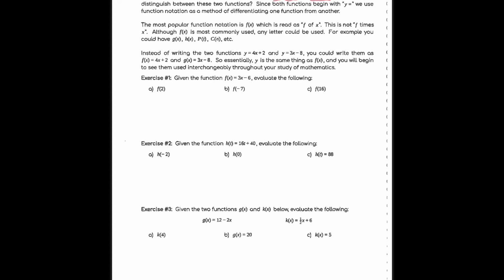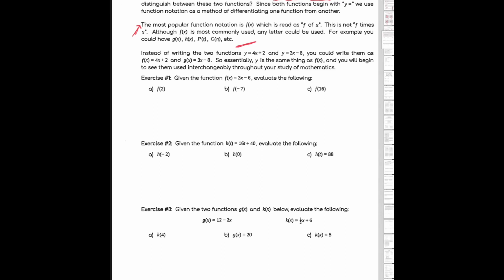So how can you distinguish between these two functions? Since both functions begin with y equals, we use function notation as a method of differentiating one function from another. The most popular function notation, starting from here, is f of x, which is read as, again in quotes, "f of x." This is not f times x, although f of x is most commonly used. Any letter could be used. For example, you could have g of x, h of x, p of t, c of n, etc. It's nothing that's too complicated, okay?